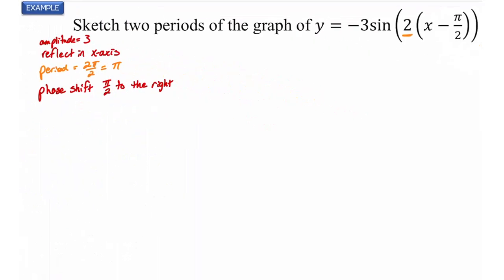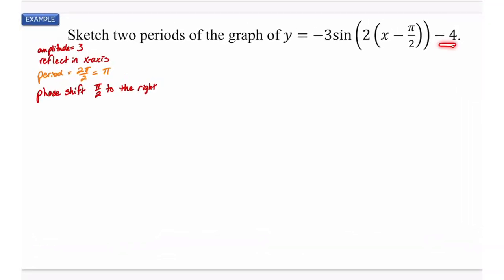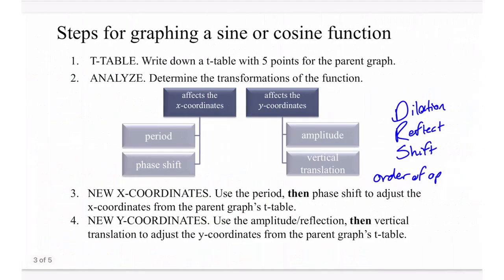If this had been a positive here, then you would have to indicate that it's going left pi over 2, or you could say that the phase shift is negative pi over 2, depending on what you prefer. Or if you're a student watching this, whatever your teacher prefers. And then the last transformation is going to be the vertical translation, which is a -4 here, so of course that means we're going to go down 4. I'm kind of going out of order of what I just said over here. I said the first thing we're going to do is make a t-table with the parent graph.